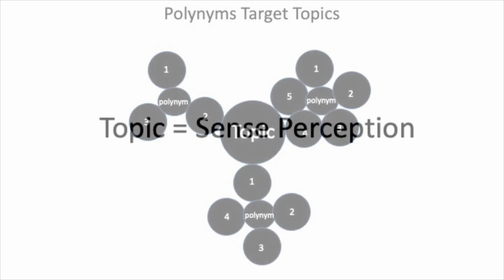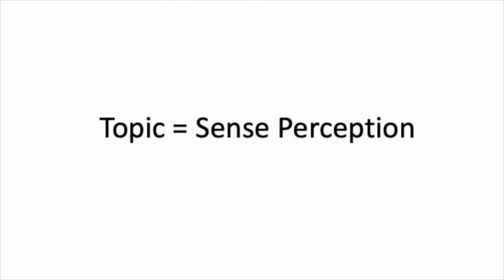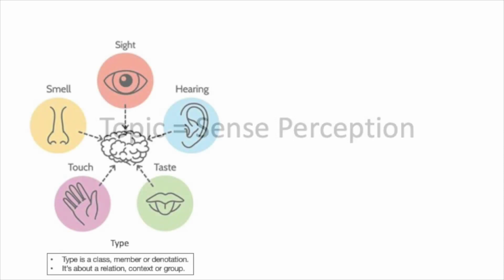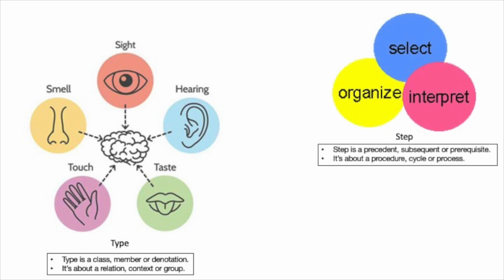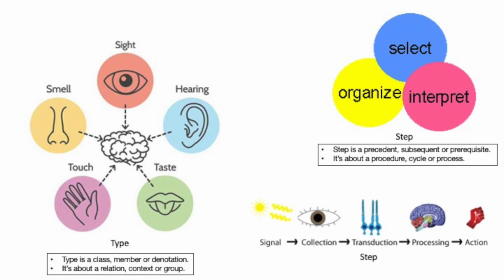If the topic is about the senses, we might think of it in terms of the 5 types of senses: sight, taste, touch, hearing, and smell. This is a pentonym. Or think of sense perception as a step-by-step procedure, as suggested by James Gibson. The mind selects, organizes, then interprets that which is sensed. This is a trionym. Or the steps can be thought of in terms of signal, collection, transduction, processing, and action.